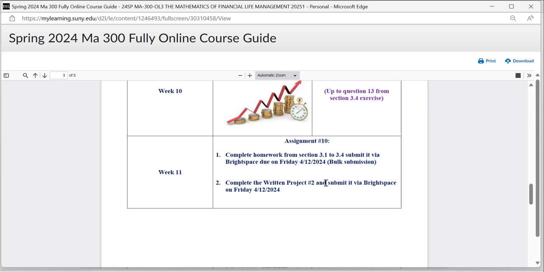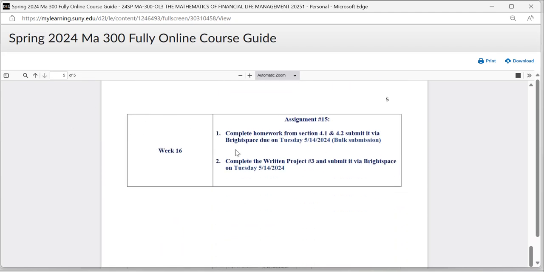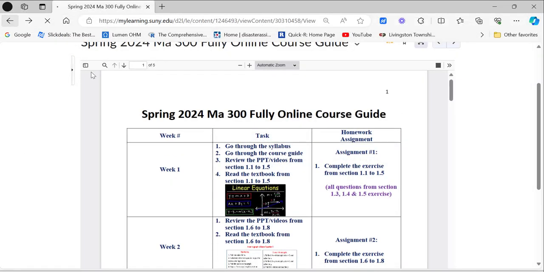Similarly, for the written project, you have 1 week to complete that and submit it before Friday, April 12th. And then also the third one, week 16, you submit the homework assignments from 4.1 and 4.2 on or before May 14th as a bulk submission. And also you have 1 week to complete the written project number 3 and submit it via Brightspace, on or before Tuesday, May 14th. That's the course guide.